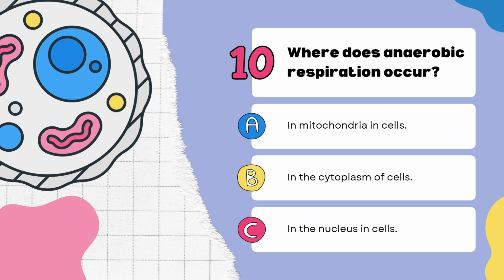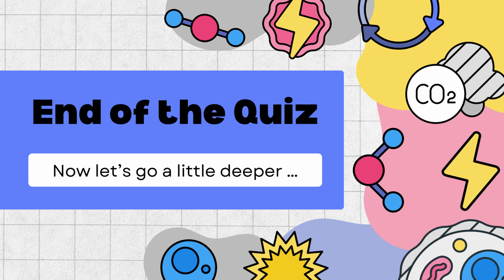And where does anaerobic respiration happen? I just said it. Is it in the mitochondria? Is it in the cytoplasm? Or is it in the nucleus? In the cytoplasm. All right, so that's the end of the quiz. And that was a simple introduction into it. And we're going to go a little bit deeper into how the process functions now.